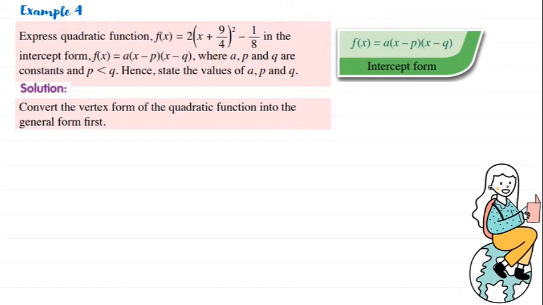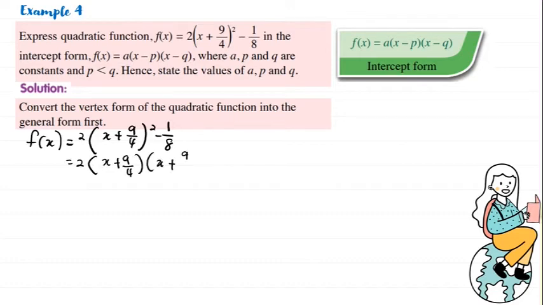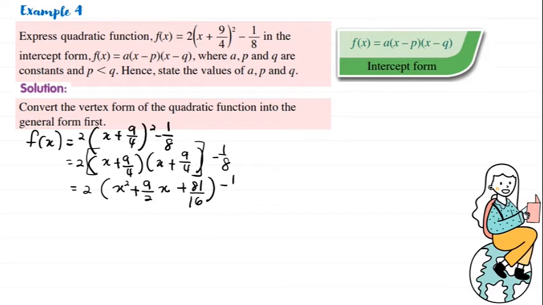So this is our quadratic function. Write it here. f(x) is equal to 2 in bracket x plus 9 over 4 squared minus 1 over 8. And then you can expand this two brackets. It will become 2(x plus 9 over 4)(x plus 9 over 4) minus 1 over 8. Okay, expand these two, you will get 2 in bracket x squared. So I expand this first. x squared plus 9 over 2 x plus 81 over 16. Okay, minus 1 over 8.